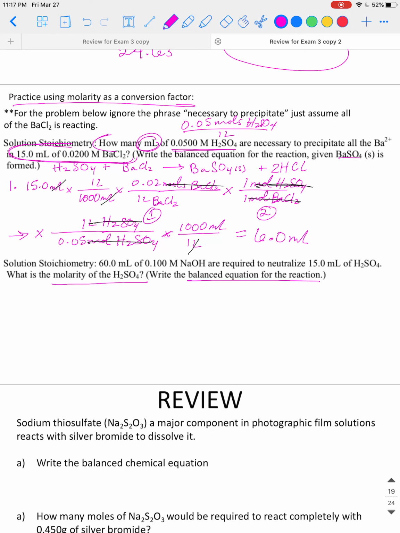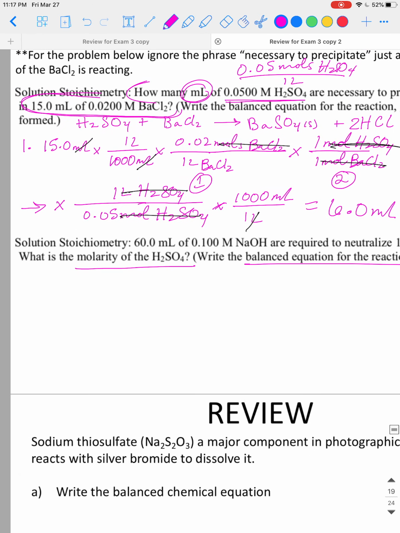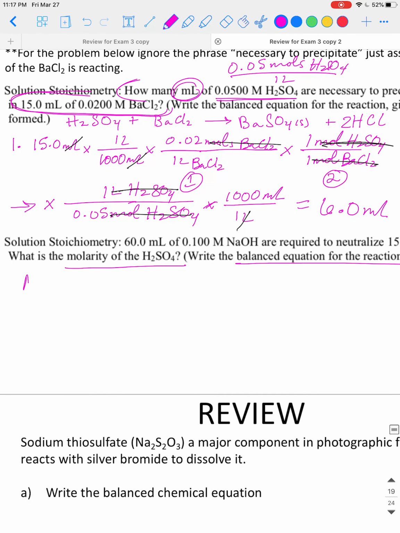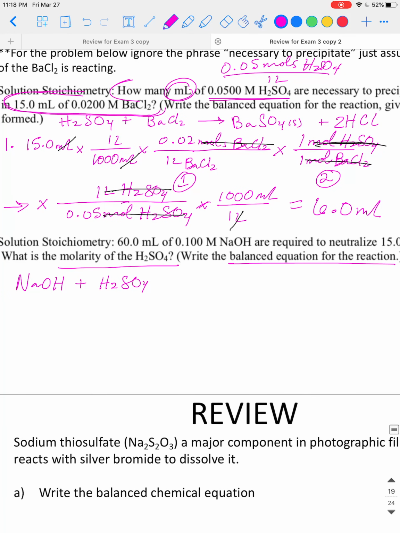It says write the balanced equation for the reaction. So let's do that first. That'll probably help us. Again, I'm going to zoom in. So we have NaOH and H2SO4 reacting together. NaOH plus H2SO4. This is actually an acid-base reaction.